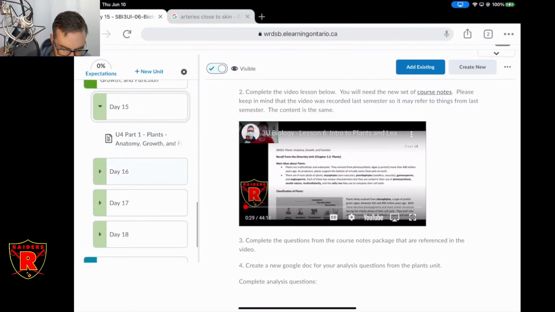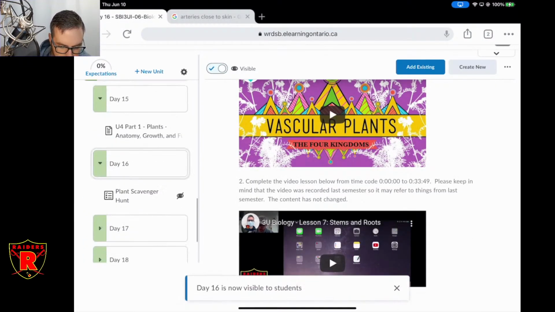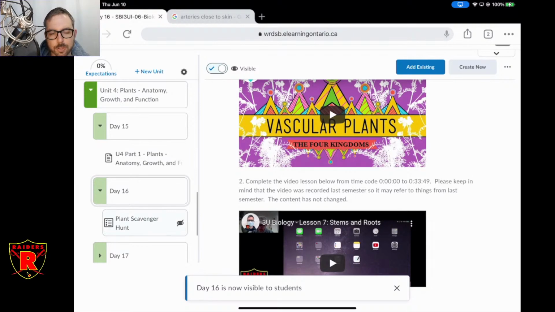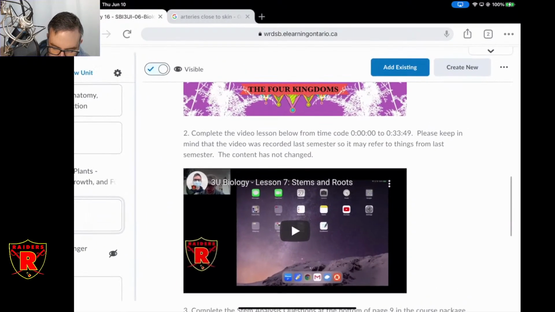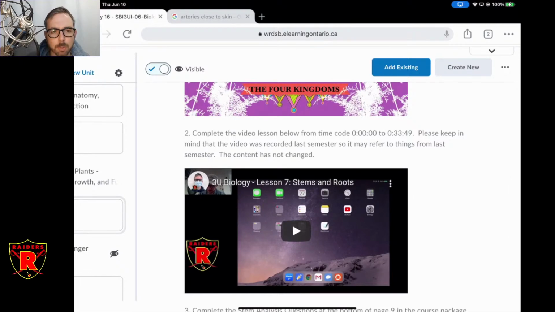Okay, so today's day 16, day 2 of the plants unit. You'll notice the plants unit is a little bit shorter than some of the other units. Not by much, but I'm going to go over the project for the plants unit today at the beginning of the day. This is just something to keep in the back of your mind. You don't have to start it today, but just so you know what's coming towards the end of the unit.